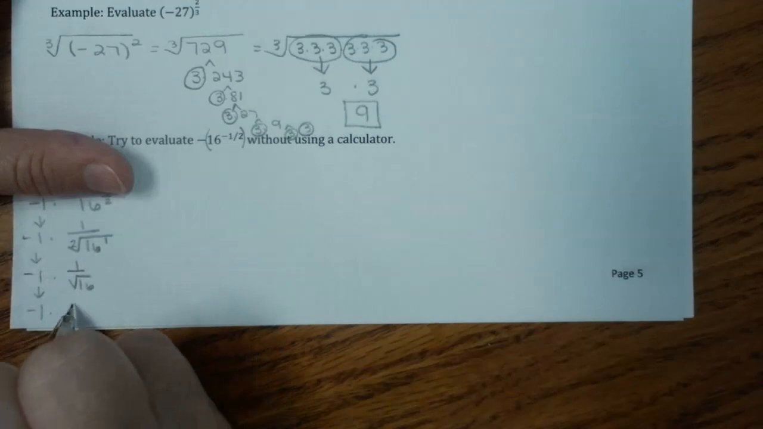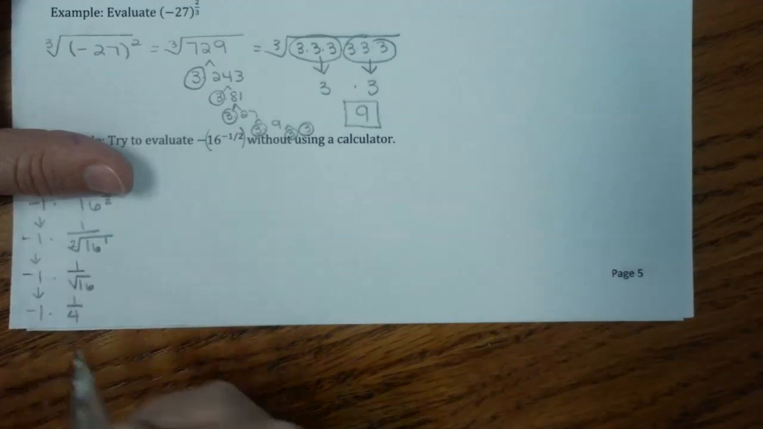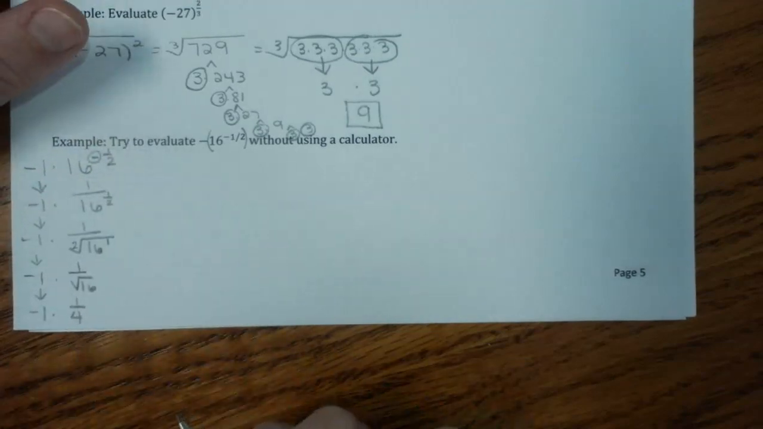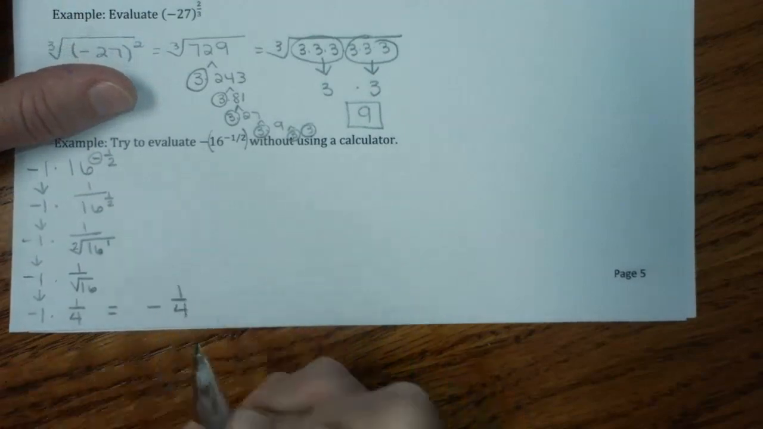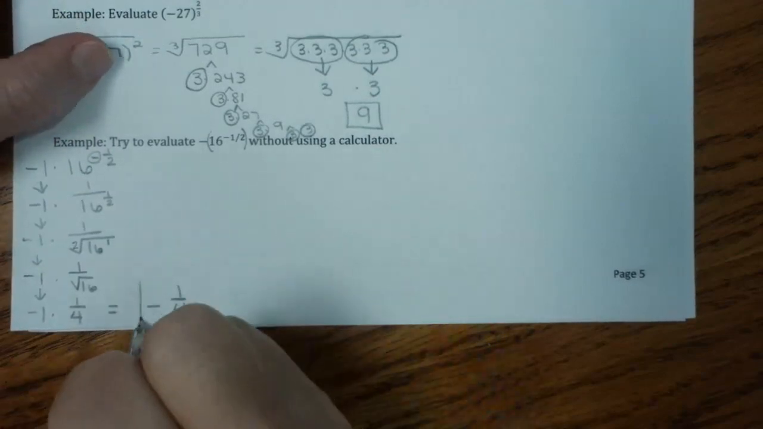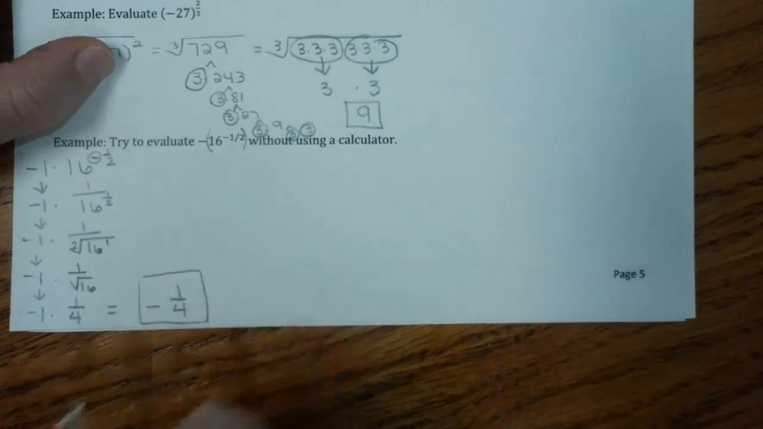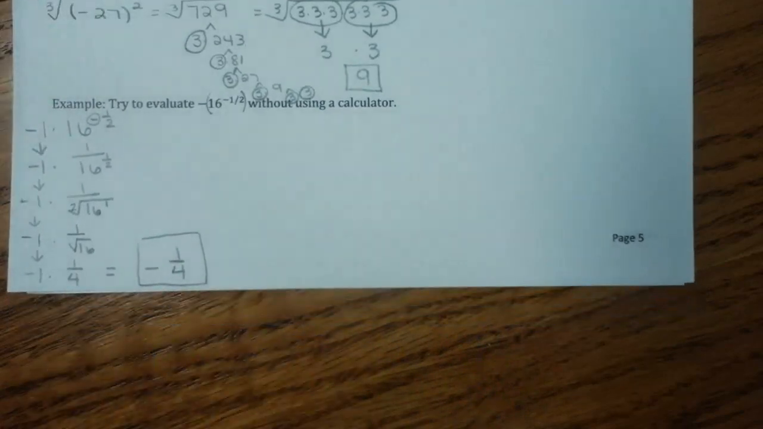Bringing down that negative 1 times 1 over, the square root of 16 is 4. 4 times 4 is 16. We have negative 1 times 1/4, which is negative 1/4 as our final answer. So negative 1/4. So see, I go slowly, little baby steps along the way to get to our final answer. All right, let's go to the next page. You can pause it if you need to, fast forward, rewind, all that good stuff.